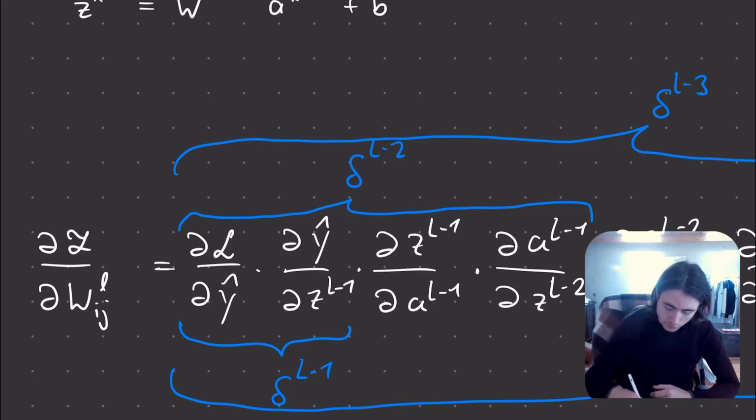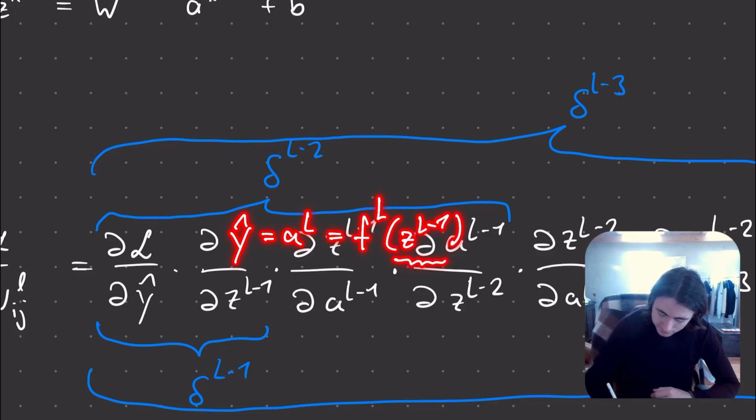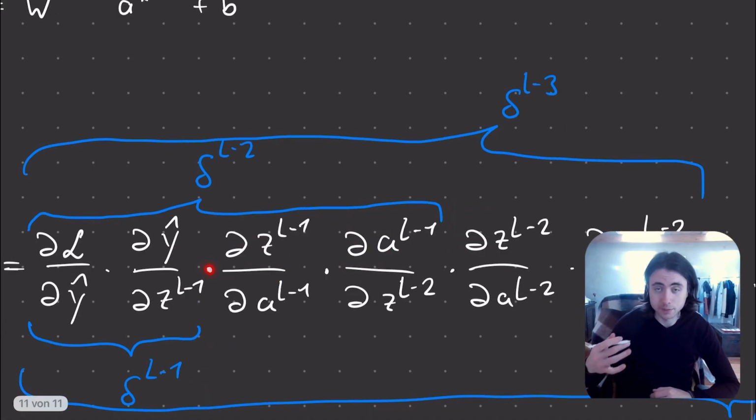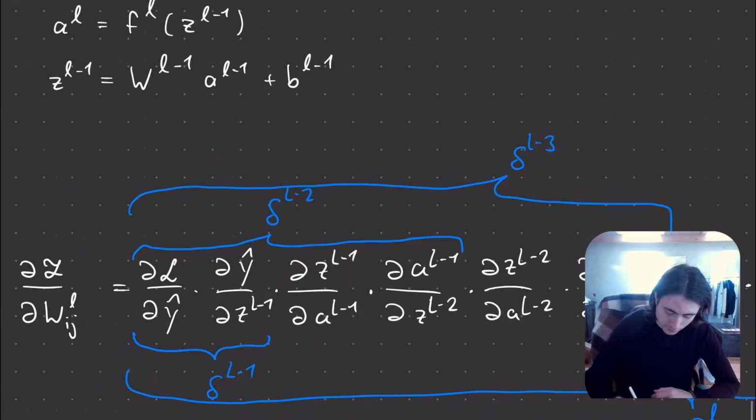Which is why the first term in our chain rule here is that we get the loss with respect to y hat. Then we get y hat, which was AL, which was FL of ZL-1. This is where the ZL-1 comes from. We get it here in the denominator. Then we expand one more step. So we get ZL here and ZL again, as with the formula, was equal to this here. So we can derive it with respect to AL-1.